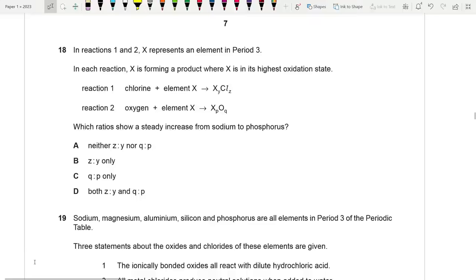18. In reactions 1 and 2, X represents an element in period 3. In each reaction, X is forming a product where X is in its highest oxidation state. Which ratios show a steady increase from sodium to phosphorus? I need to read the question again. In reactions 1 and 2, X represents an element in period 3. In each reaction, X is forming a product where X is in its highest oxidation state. Okay. Which ratios show a steady increase from sodium to phosphorus?